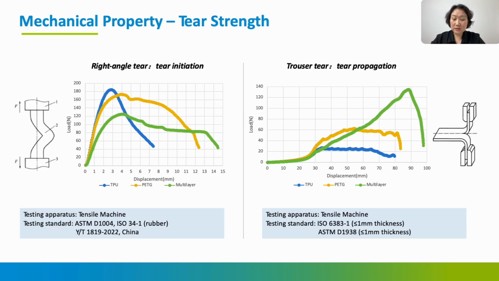Tear strength is one of the properties linked to breakage failure. As shown on the left, right angle tear strength indicates how much force is needed to start a crack. On the right, the trouser tear strength shows how much force is needed for a crack to grow. In both cases, single-layer and multi-layer sheets behave differently.